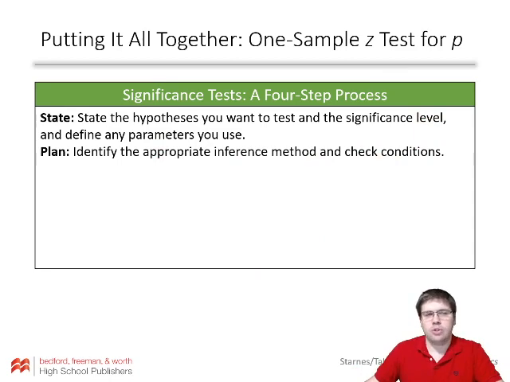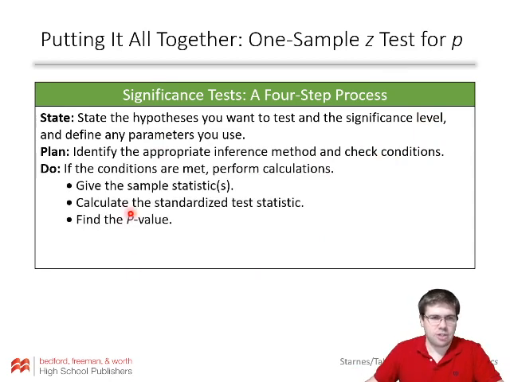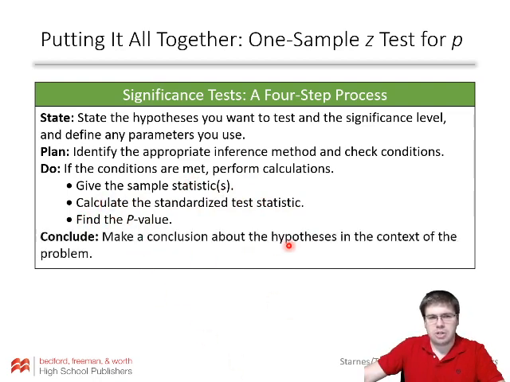Then we do it. And so if the conditions are met, perform calculations. So you should give the sample statistic, or statistics in the future, don't worry about that for now. Calculate the standardized test statistic, so that's basically for now the z-score, and find the p-value. So you need to do all 3 of those things. And then draw your conclusion. Make a conclusion about the hypotheses in the context of the problem. Because p is less than alpha, we reject the null and accept the alternative that, and put context in there.